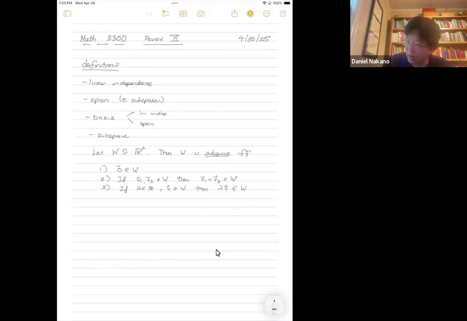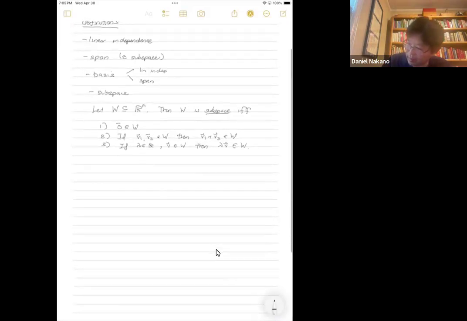You should know what a determinant is. And you should know what a linear transformation is. Okay, we've gone over that before. You should know what it means to be an inverse of a matrix.